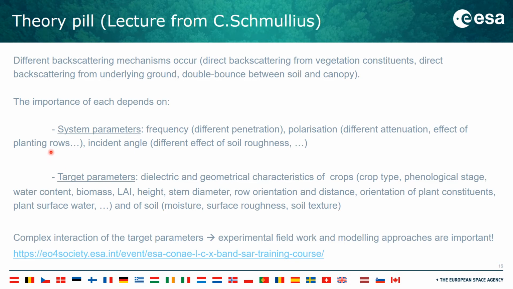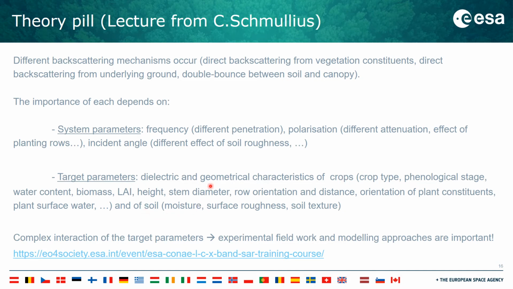And it also depends on, like I was saying, the target, so the soil and the vegetation in this case, because they have dielectric and geometrical properties. This means their structure, their orientation towards the sensor, for example, their water content, is all listed here, and also for the soil, of course. Okay, so for crops and for soil.